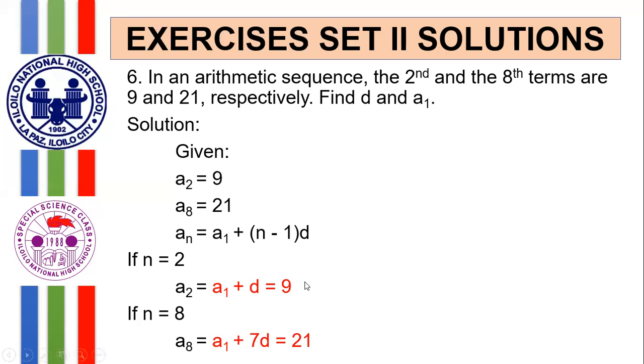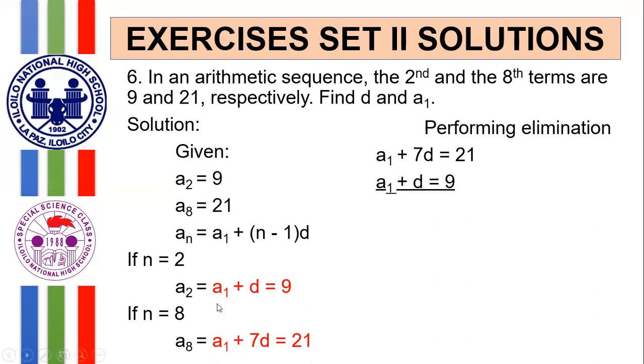And you could see now we have here systems of linear equations. You could actually perform elimination, because by subtraction, you could eliminate the a sub 1. So I copied the second one on top. A sub 1 plus 7d equals 21. A sub 1 plus d equals 9. Then by subtracting, a sub 1 minus a sub 1 is 0. 7d minus d is 6d, equals 21 minus 9, which is 12.